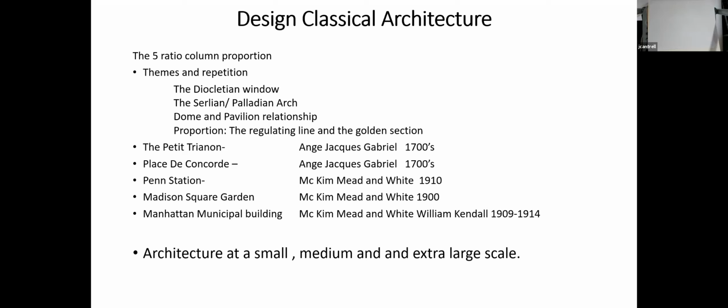There are some really wonderful projects that we probably haven't seen before. I'm just going to kind of read these. So the 5-column ratio proportion, I'll get into that in just a minute on my drawing table. Again, we're going to be looking at themes and repetition. The Dictation Window, what is that? The Cerulean Arch, we've seen it before. The dome and pavilion relationship, how those related. Of course, proportion, we're going to revisit again, the regulating line and the golden section.